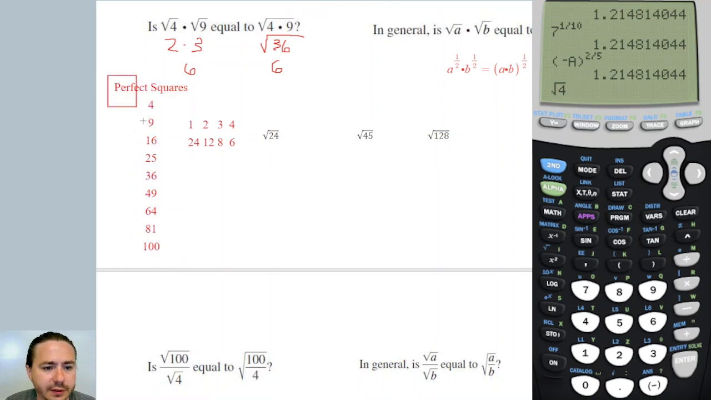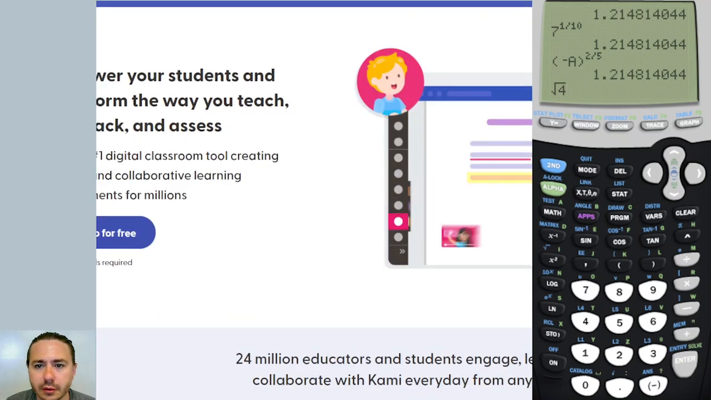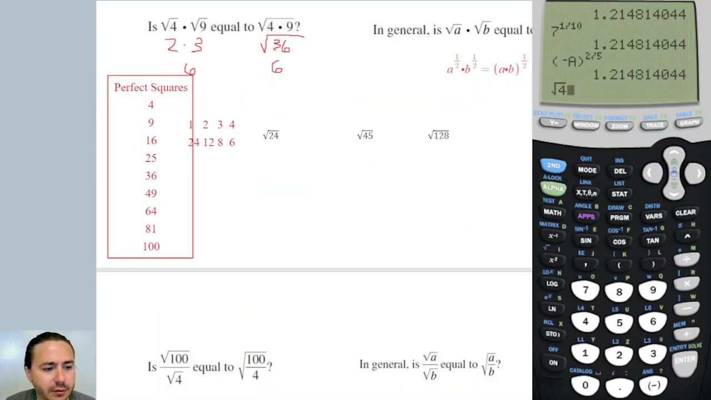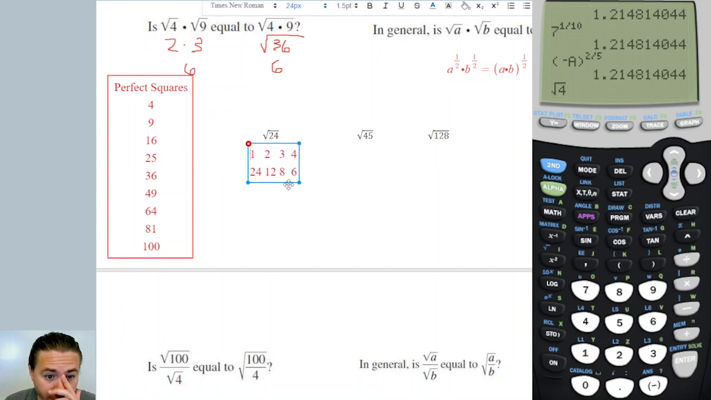Just make a little box here. Oh, whoa, whoa. What's going on here? Okay. These are the factors of 24, okay?